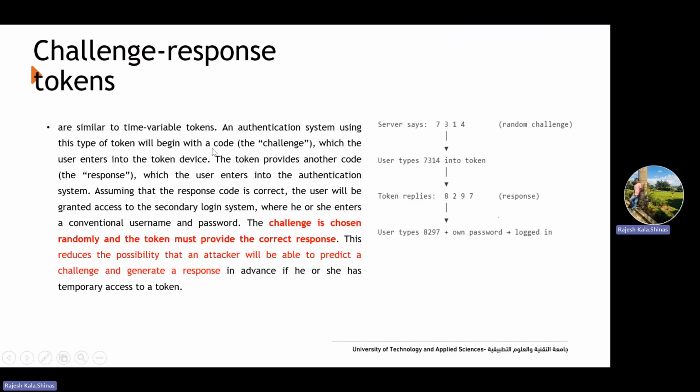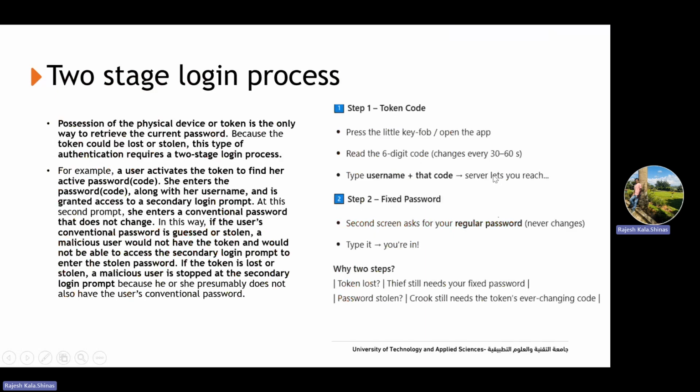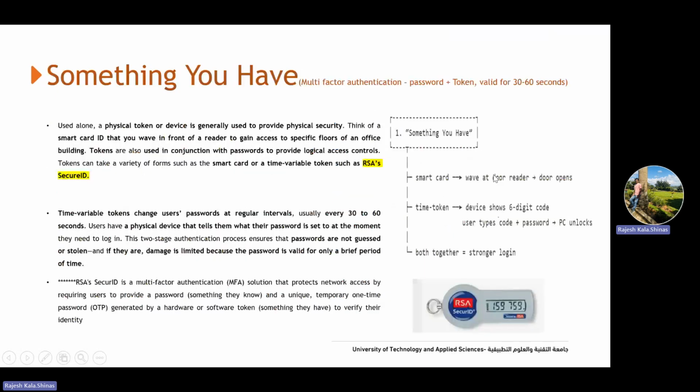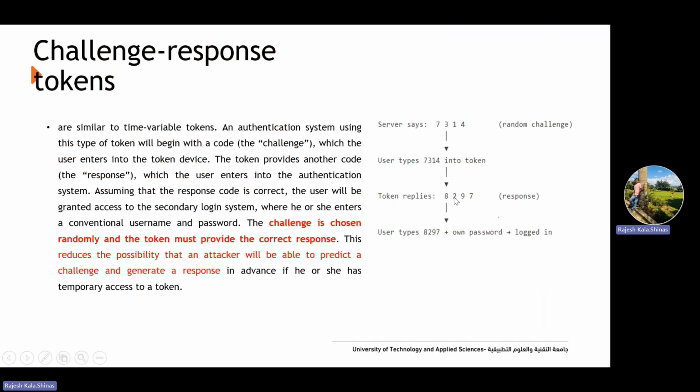Here also we have a token device, but here the server will generate a code or challenge. This code will be given to the user. Say 7314 is the code generated by the server that will be given to the user. The user will type this 7314 into the token device. I have a token device, right? In the device, I will enter this code. Then the token device will reply with another code. It will give a response, 8297.